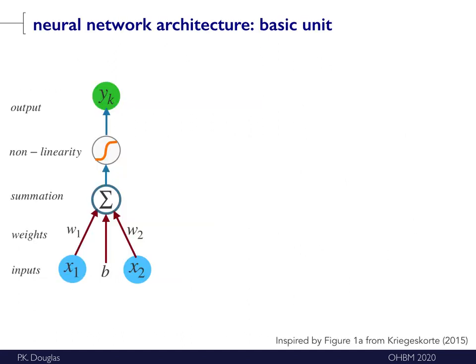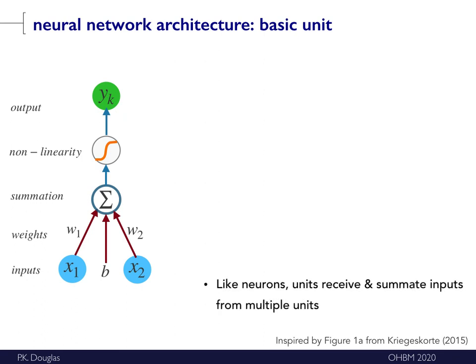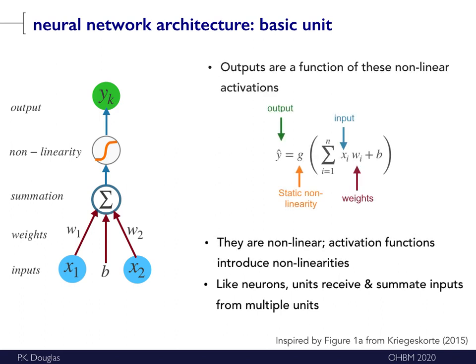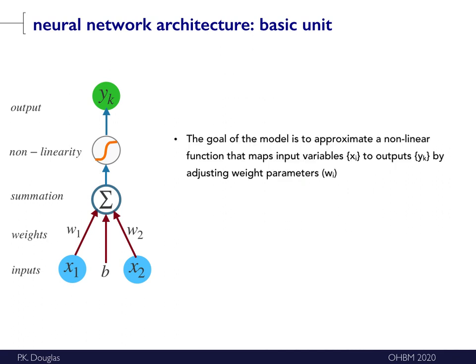The basic unit of an artificial neural network first uses its weights to compute a weighted sum of its inputs with a possible bias term, and then passes this result through a static nonlinearity called an activation function. Lastly, the output provides some additional transformation after the nonlinearity to complete the task the network is asked to perform, thus producing the unit's overall activation or decision. The goal of the model is to approximate a nonlinear function that maps input variables to outputs by adjusting the weight parameters.